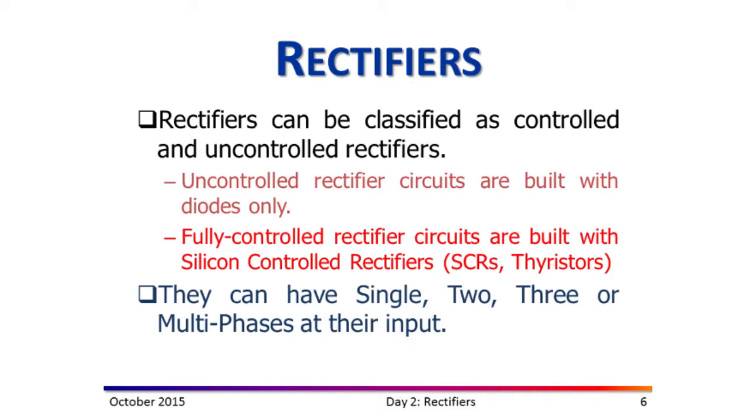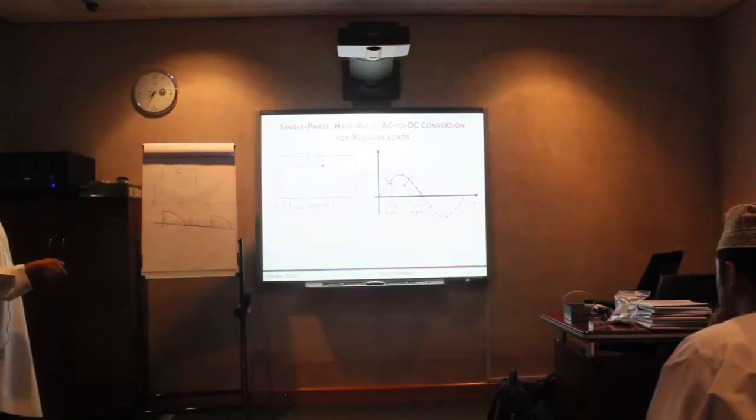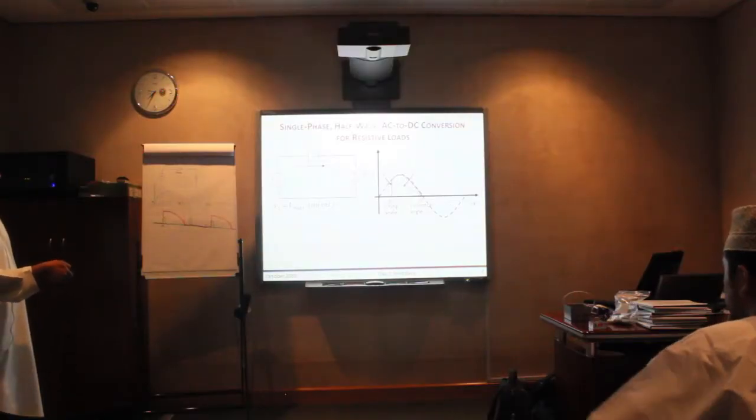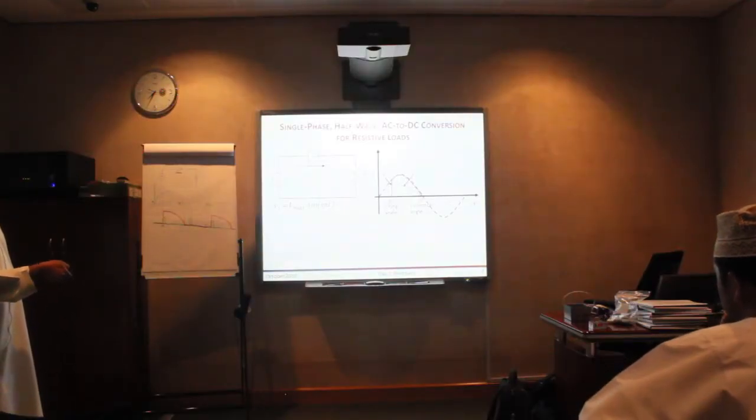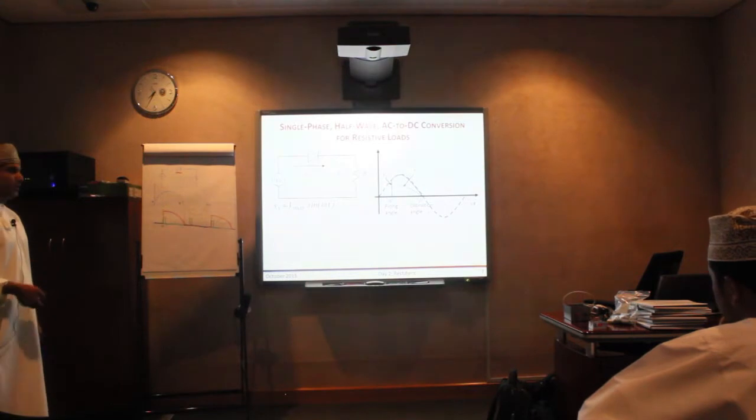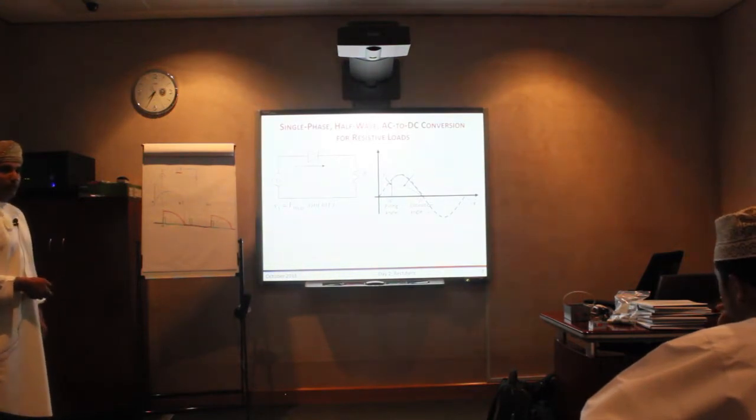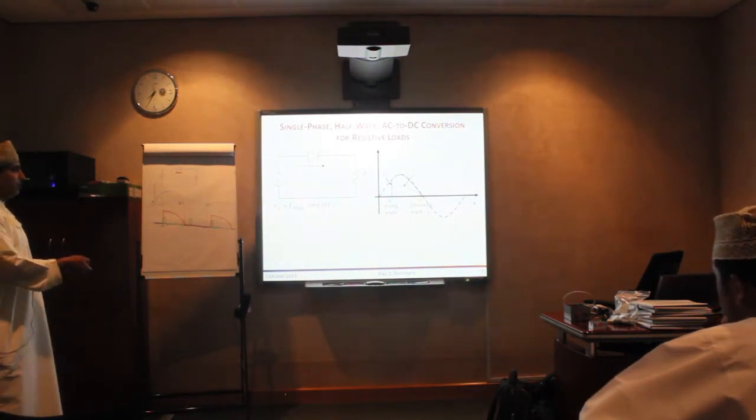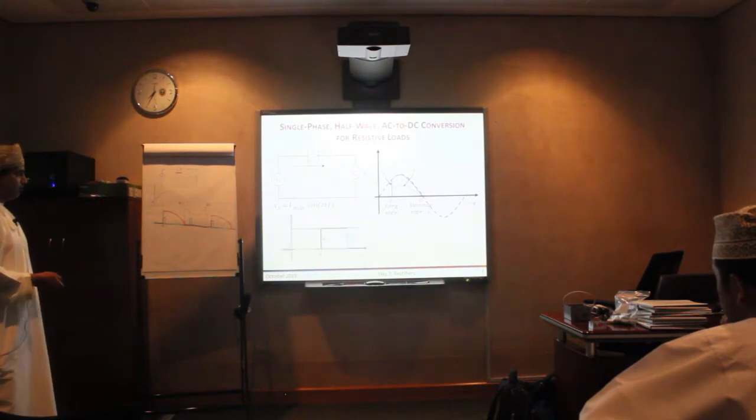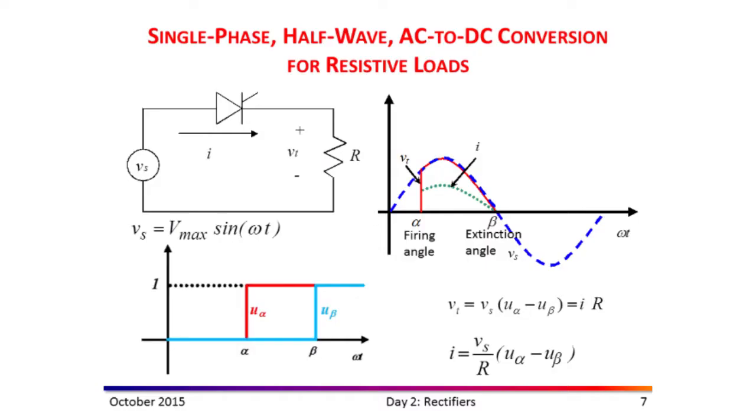You have the input, and then if you apply a firing angle at a specific time like this one, the output you can see is between alpha and beta, where the current goes beyond the holding current at this point, which is where the thyristor will turn off, right? So we will get that output voltage. And this is how we can put it by math.